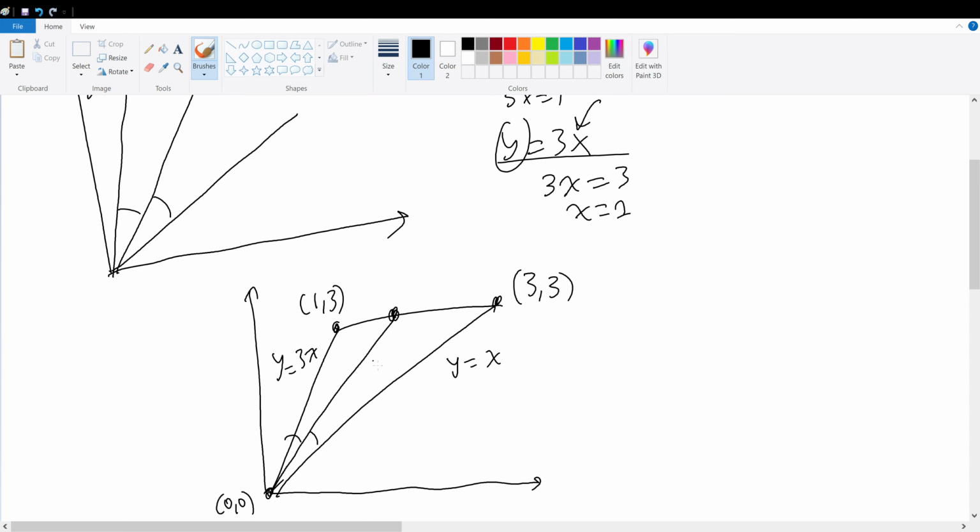Well, this middle line has the equation of y is equal to kx. And y must equal 3. So kx must equal 3, so that means x must equal 3 over k. So this means this point is 3 over k, comma 3.